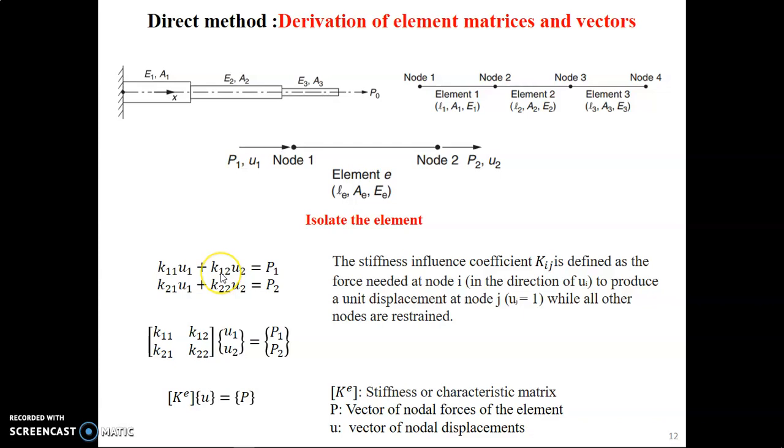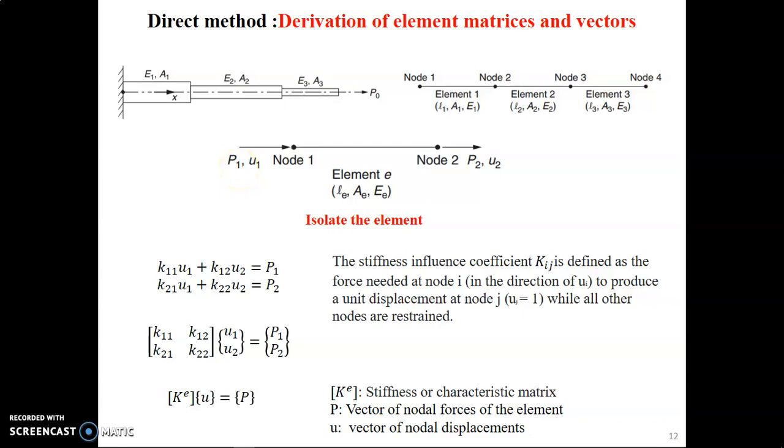So we will multiply K11 with U1. Similarly, K12 is the force required at node 1 to produce unit deflection at node 2 while the deflection at node 1 is equal to 0. So K12 is the force required to produce unit deflection at node 2, but the total deflection at node 2 is U2. So when we multiply K11 with U1 plus K12 with U2, we will be able to get the force P1.